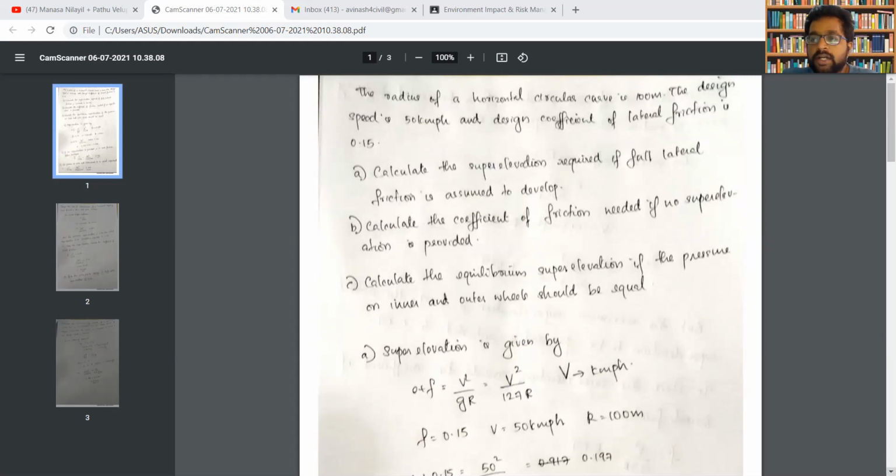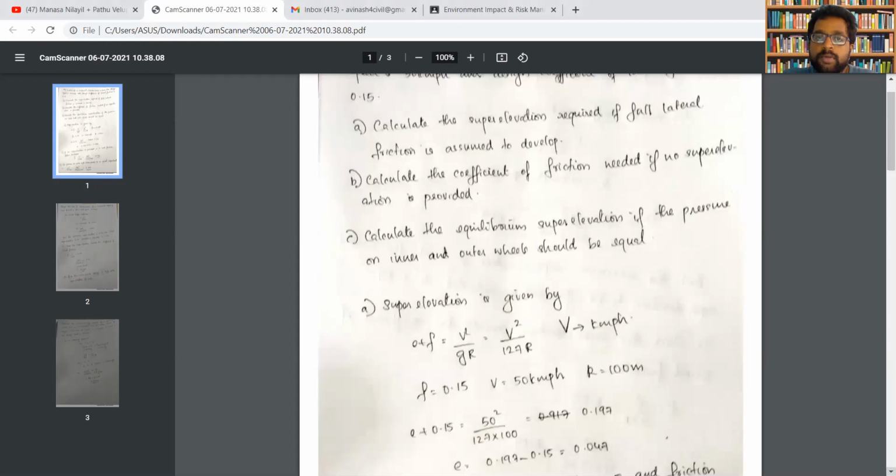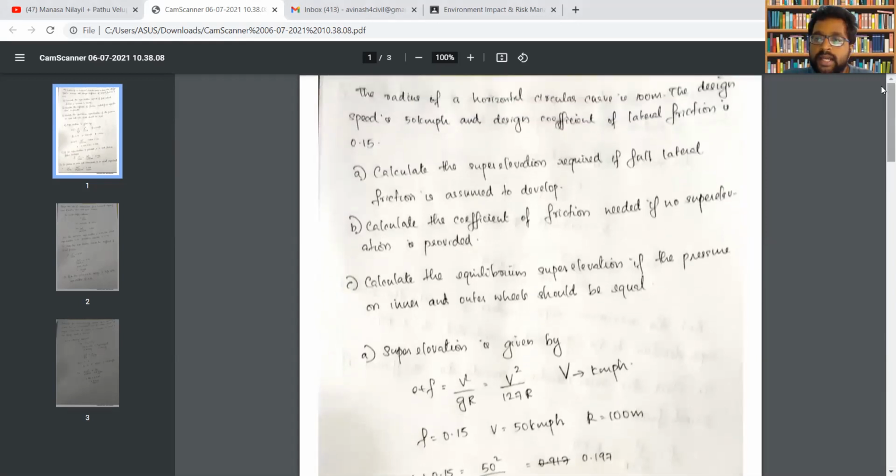Now there are three parts for the question. You are asked to find out. First part is calculate the super elevation required if full lateral friction is assumed to develop. That is the first part. Second part is calculate the coefficient of friction needed if no super elevation is provided. There is no super elevation provided and you are supposed to find out the coefficient of friction.